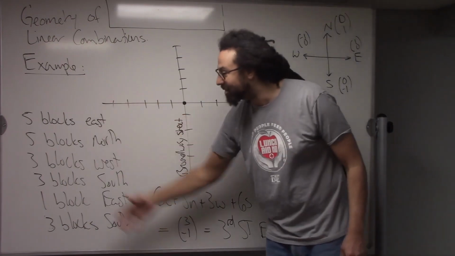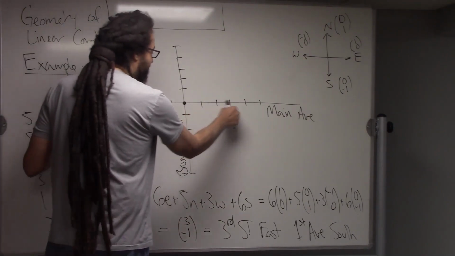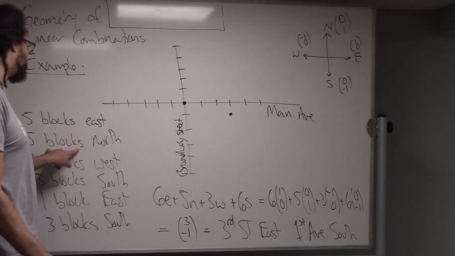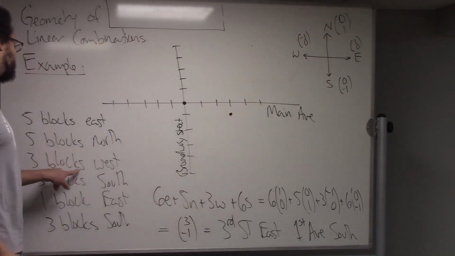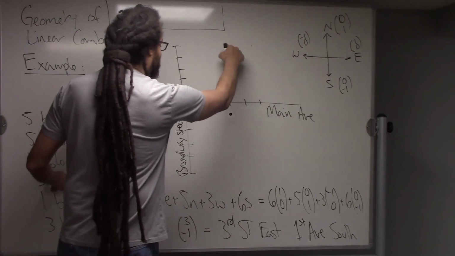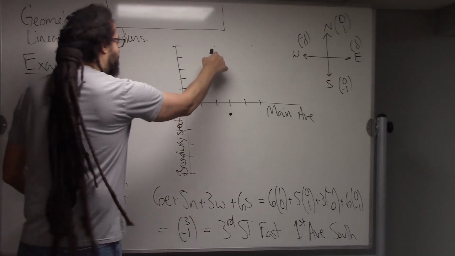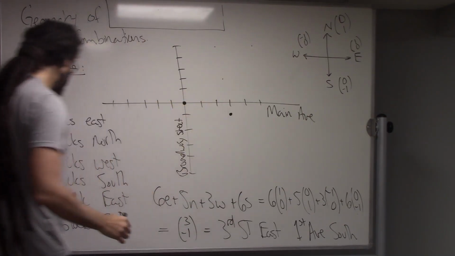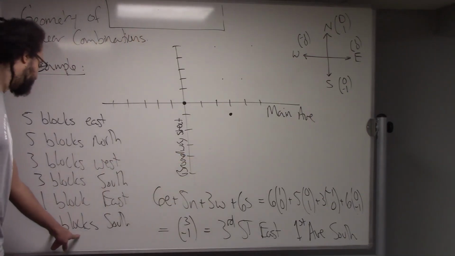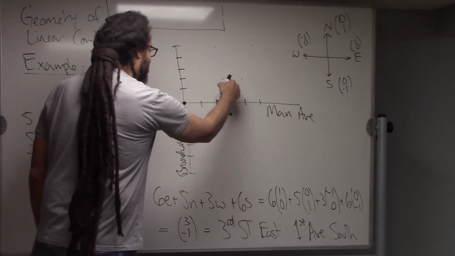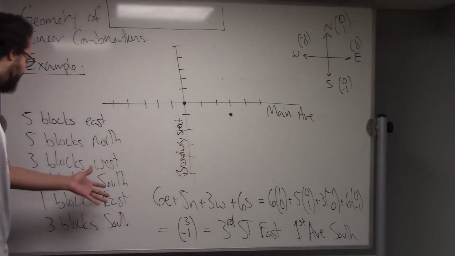Here's a list of instructions. If I say go 5 blocks east, so 1, 2, 3, 4, 5, so 5 blocks east, and then go 5 blocks north, 1, 2, 3, 4, 5. So now we're here. And then go 3 blocks west. So 1, 2, 3. So now we're here. And then go 3 blocks south. So 1, 2, 3. So now we're here. And then go 1 block east. So now we're here. And then go 3 blocks south. So now we're here, I think, or unless we're over here. But anyway, we'll work this out in a minute.